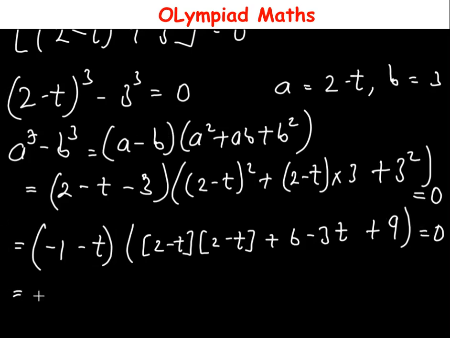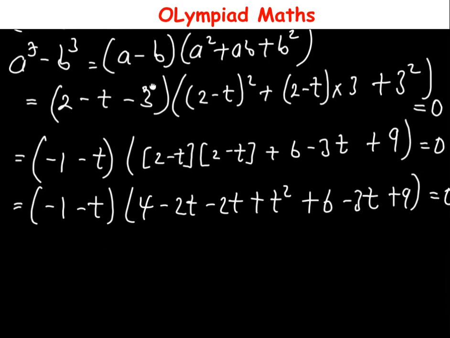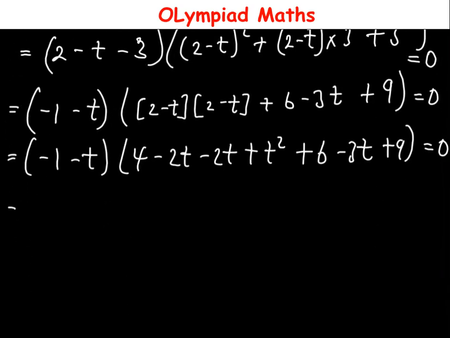From here, we have (−1 − t) multiplied by, now let's open this bracket: 2 times 2 is 4, 2 times minus t is minus 2t, minus t times 2 is minus 2t, minus t times minus t is plus t^2, then plus 6, then minus 3t, then plus 9. All of this is equal to 0. With this, what we have is (−1 − t) multiplied by (t^2 ... with 4 plus 6 equals 10, plus 9 equals 19.